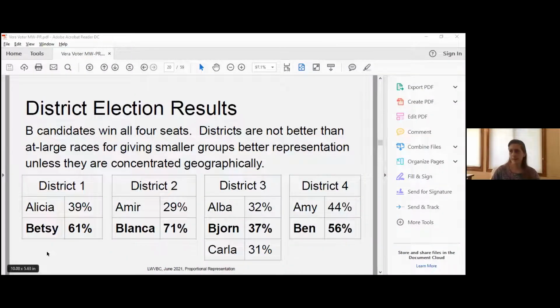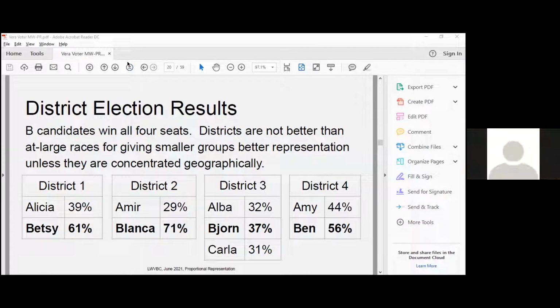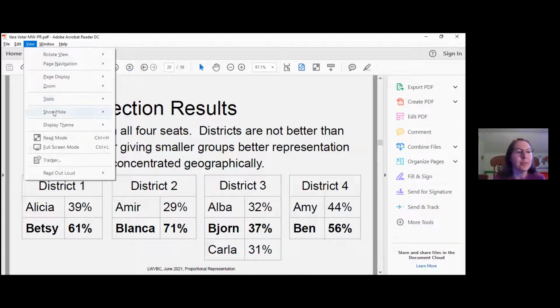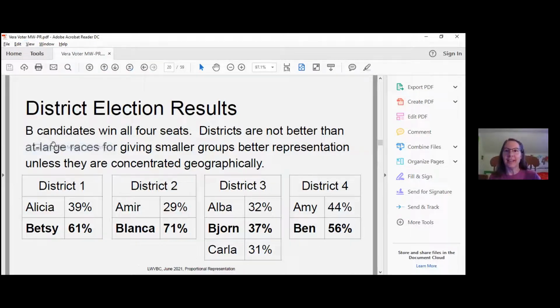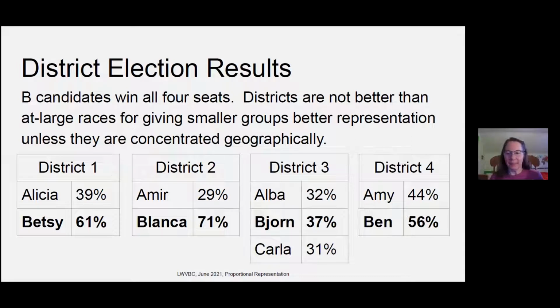At least I think she is. There we go. I think I've unmuted myself. I hope everybody can hear. Here's the slide that we just saw. Let me go ahead and put it in present mode. Okay. Hope we're all still here.